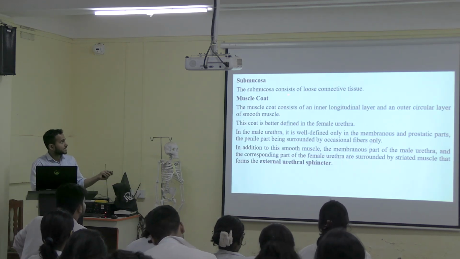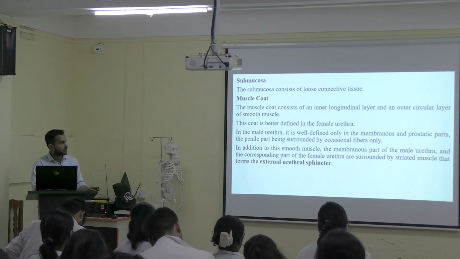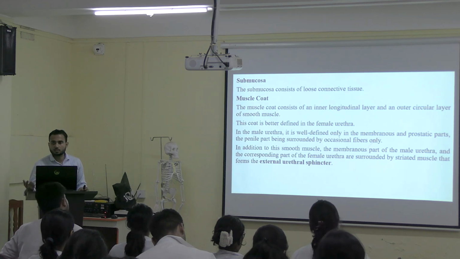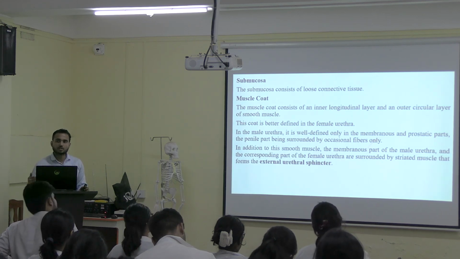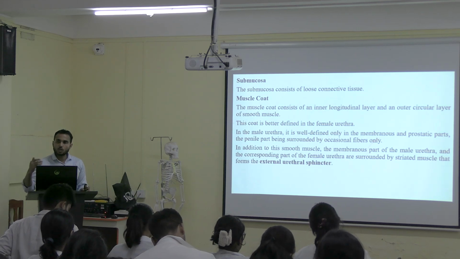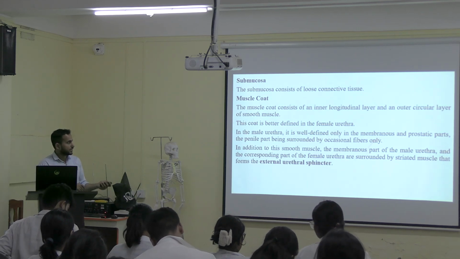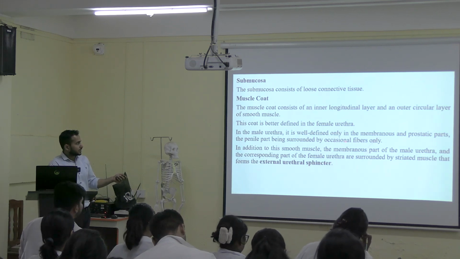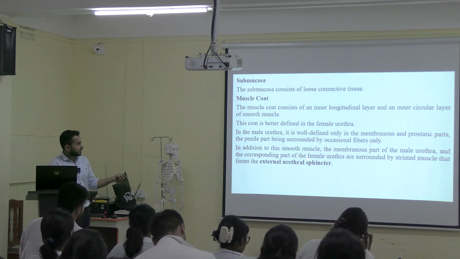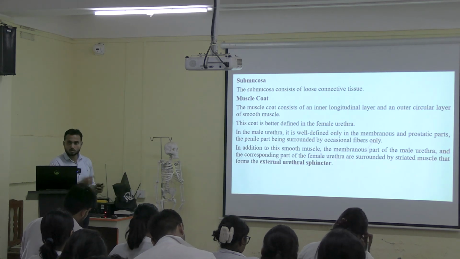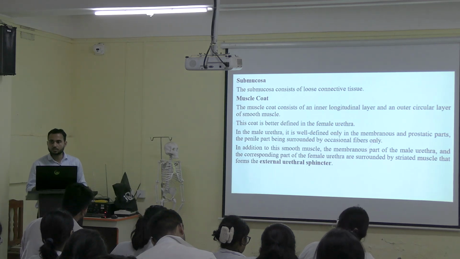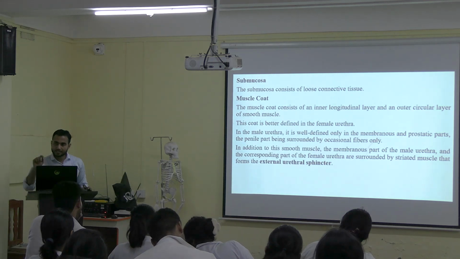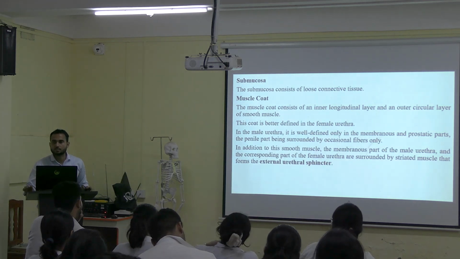Okay, submucosa, as I said, consists of loose connective tissue, and muscle coat, same, inner longitudinal, then middle circular, outer longitudinal. At the lower part, especially you can see the external urethral sphincter is present, in the membranous part of the male urethra and the corresponding part of the female urethra. जो membranous part होता है of the male urethra, in that particular part, what we are getting is the external urethral sphincter.